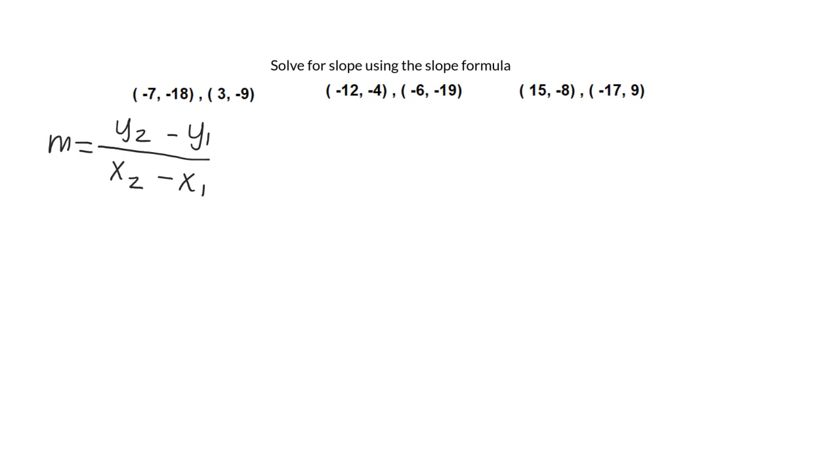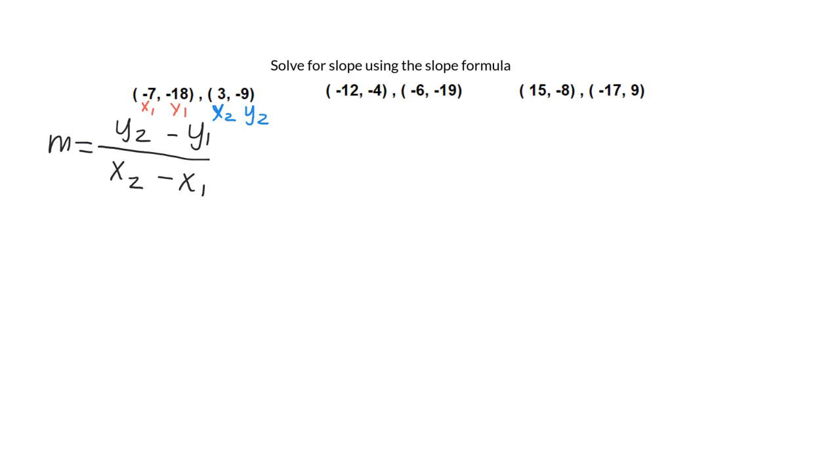The first thing I'm going to do is label my first set of ordered pairs with my x1 and y1, which are the first ordered pair, and then my x2, y2, which is the second ordered pair. Now I'm ready to plug these into my slope formula.